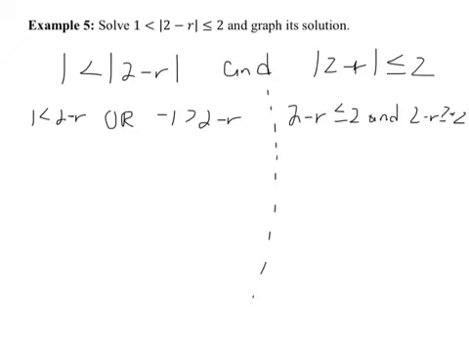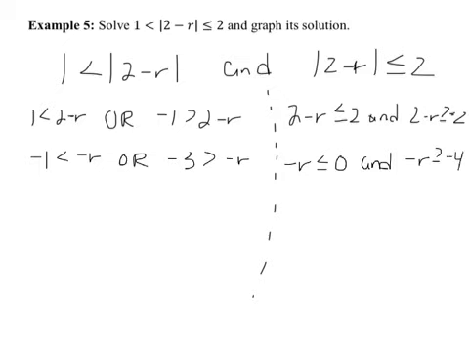First we can start by moving the 2 over by subtracting 2. And that's negative 1 less than negative r. Or, in this case, again subtract 2, negative 3 greater than negative r. Over here we're going to subtract the 2, we're going to get negative r less than or equal to 0. And when we subtract 2 on this side, we get negative r greater than or equal to negative 4. Continuing to solve, we have to remember to flip our signs of all these. So this becomes this. This becomes this. This next one becomes this. And the last one becomes this.